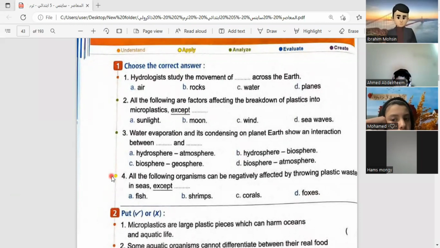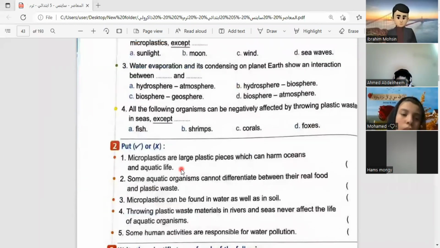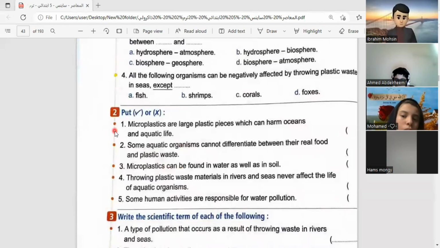Number 4: all the following organisms can be negatively affected by throwing plastic waste in seas, except what? Foxes. Yes, right. Now true or false. Number 1: microplastics are large plastic pieces which can harm oceans and aquatic life. False, it's not large.